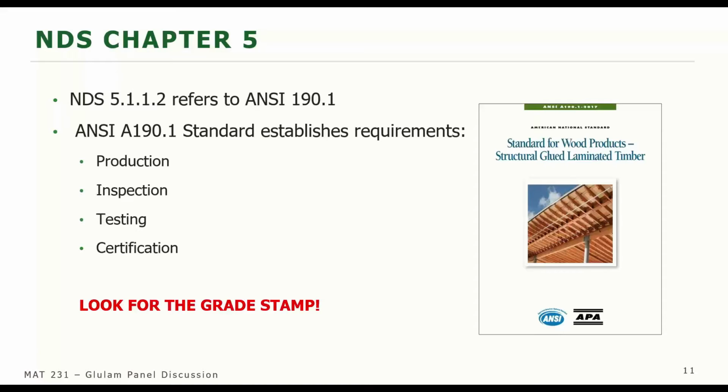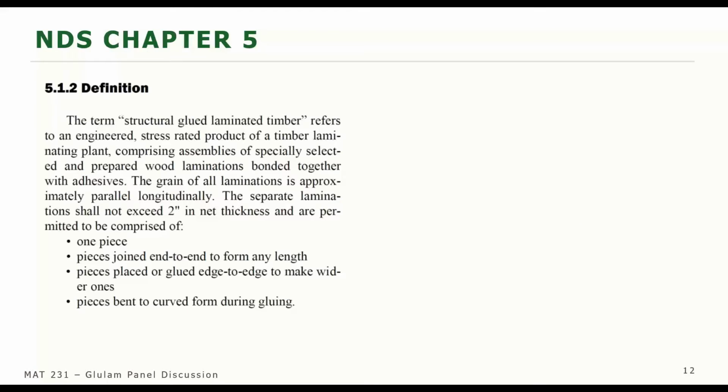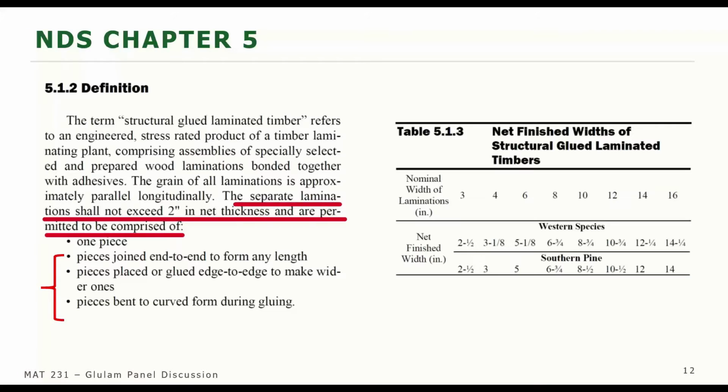So the requirements for what a grade stamp should look like, it needs to be an accepted grade stamp. It can't just be something that's spray painted on there. That will tell you a lot about the material. We do have a definition in Chapter 5 of structural Glulam, or glued laminated timber, as we call it. You'll see that the requirements do state that the separate laminations, so that's the individual layers that we glue together to build a Glulam member up, cannot exceed 2 inches in net thickness.